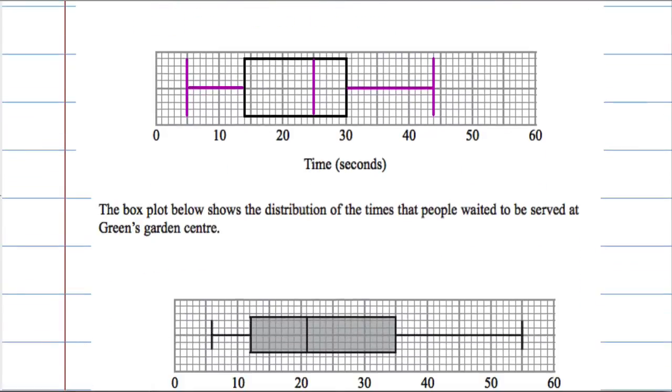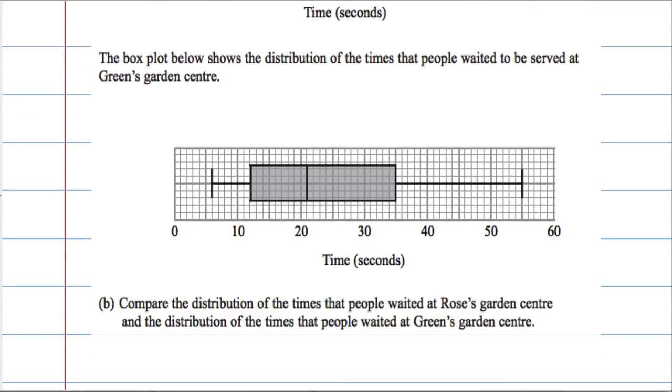Now it says that the box plot below shows the distribution of the times that people waited to be served at Green's Garden Centre. We're asked to compare the distribution of the times that people waited at Rose's Garden Centre and the distribution of the times that people waited at Green's Garden Centre. Crucial word in this question is the word compare. And that means we need to talk about an average, and we need to talk about a measure of spread.